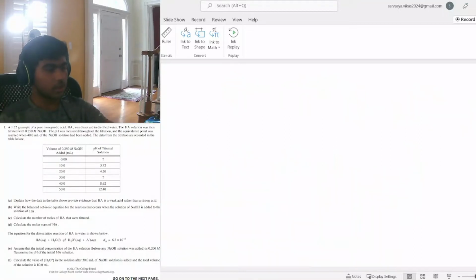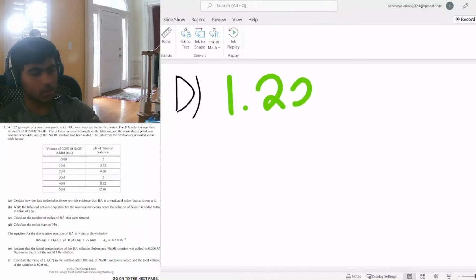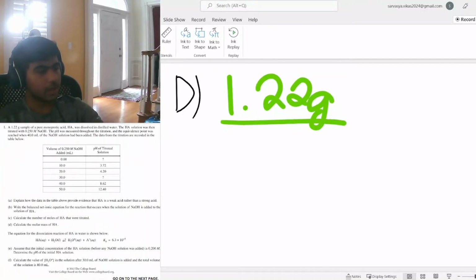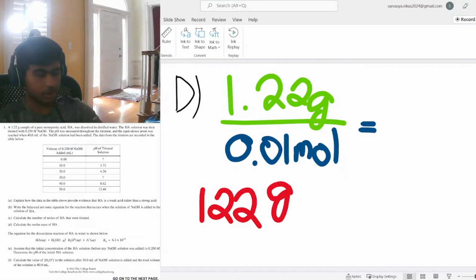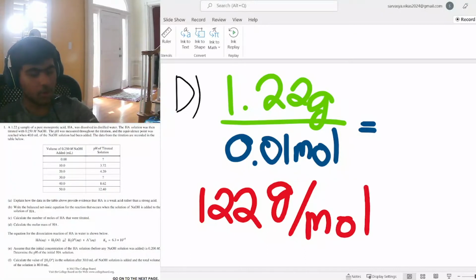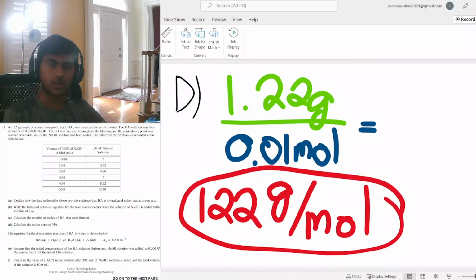Alright, next part, here it is. Calculate the molar mass of HA. Well, we have 0.01 moles and it's 1.22 grams. So we just take that 1.22 grams and divide that by the number of moles, that is 0.01 moles, and we get 122 grams per mole as our molar mass. That is our molar mass. And we can move on to the next part.